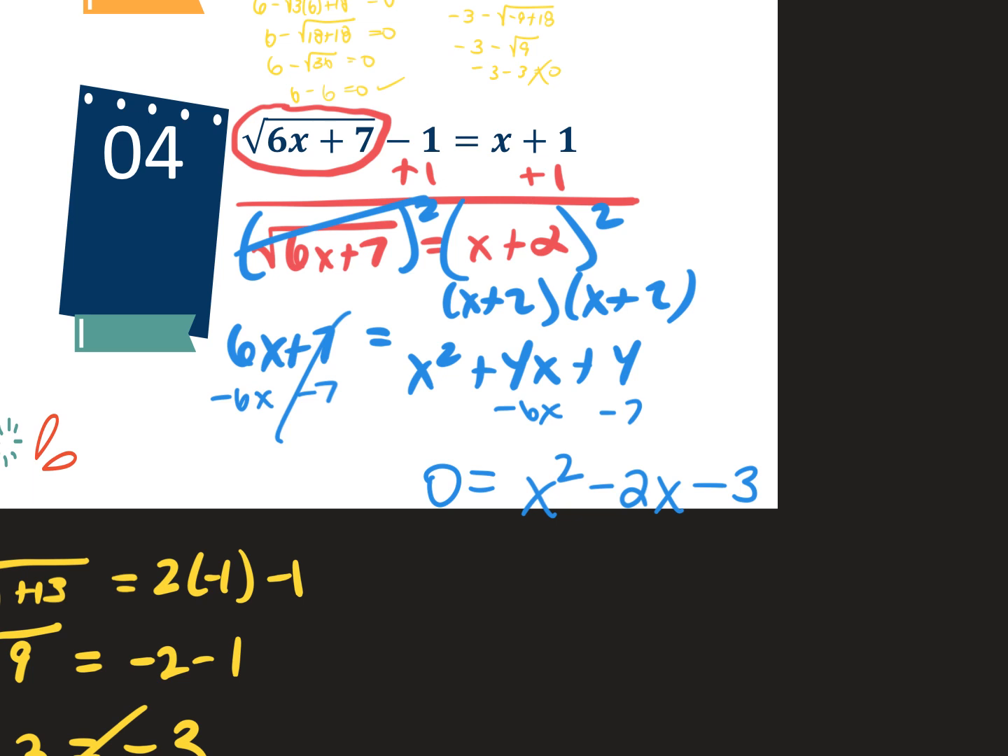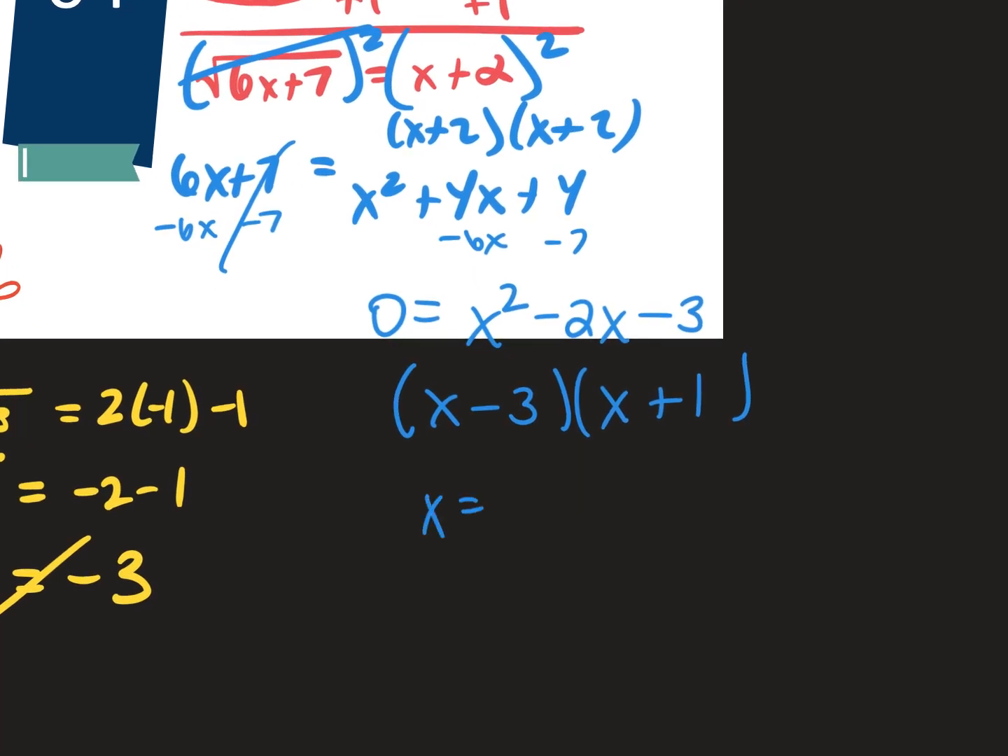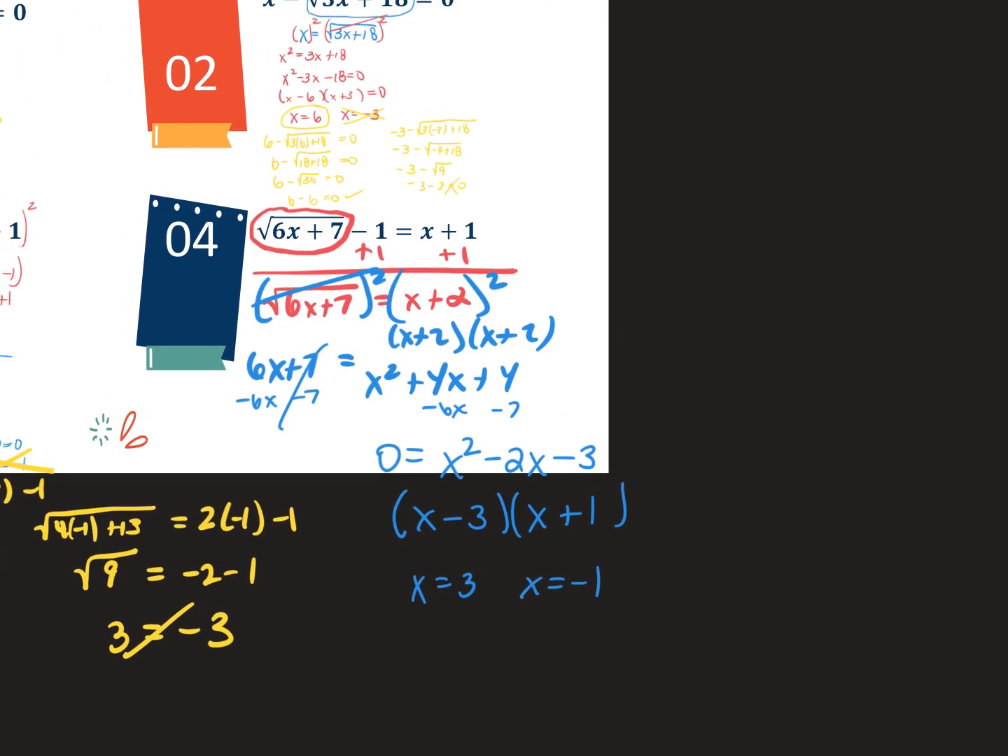What are the factors of negative 3 that are going to multiply to give me negative 3, but add to give me negative 2? It's going to be negative 3 and positive 1. So I get x equals 3 and x equals negative 1. And again, what do we have to do before we just go, yay, we got it right, we're so smart? We need to go back and check. So let's throw these in and see what happens.